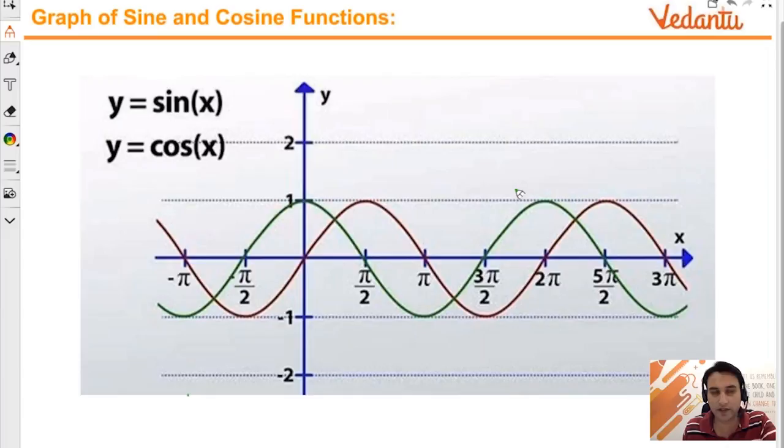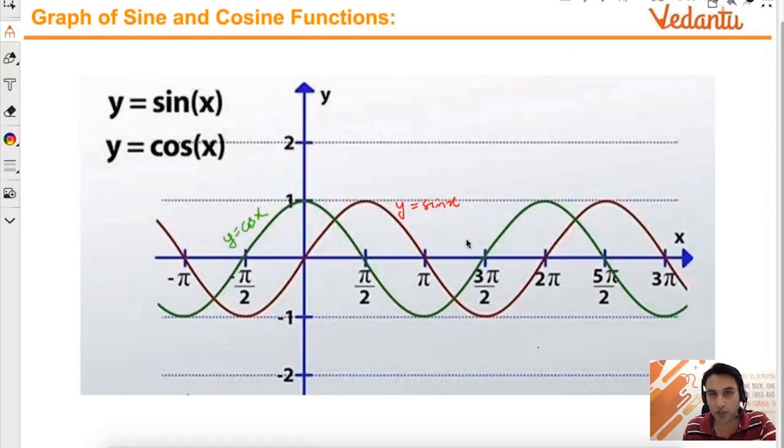I didn't do anything special here. I'm just repeating all that you already know. The green one is the graph of y is equal to cos x, and the red one is the graph of y is equal to sin x. I hope all of you know this. So I'm moving ahead from here.